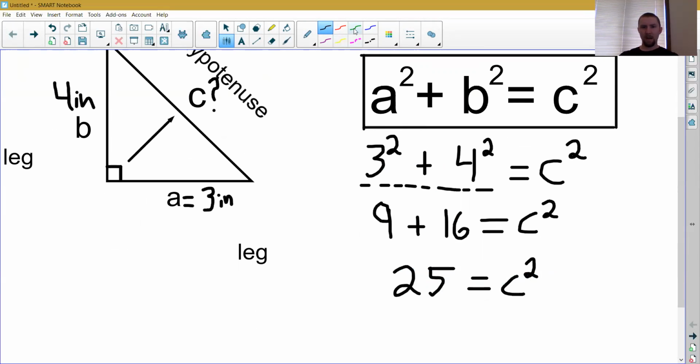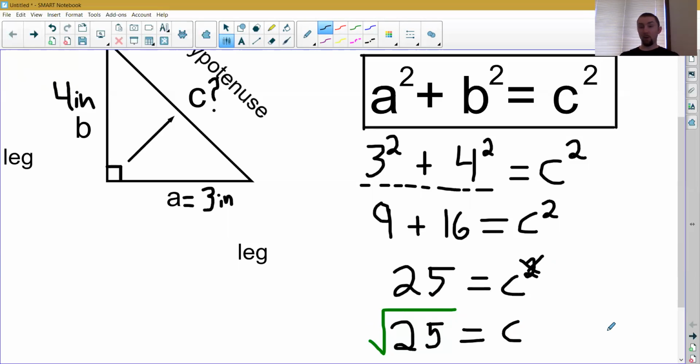So the question is, how do I undo that squared, right? How do I undo squaring something? Well, to undo squaring something, we square root something. And square rooting, which is what we've been dealing with earlier in section 9.1, is the opposite of something squared. So if I do the square root of this number 25, that is going to unsquare my variable c, and it's just going to tell me what c is. So when I square root that 25, the squared piece goes away.